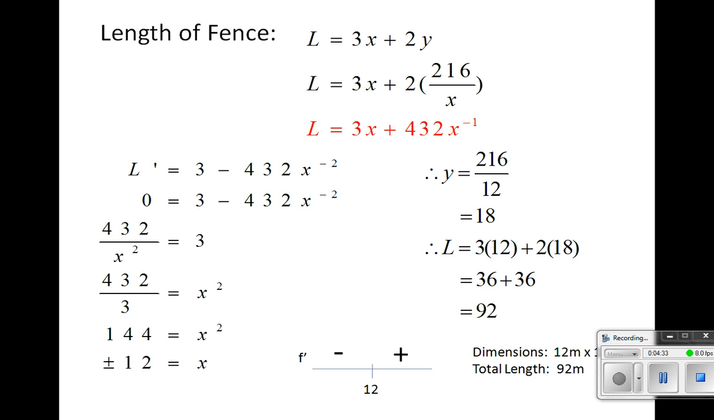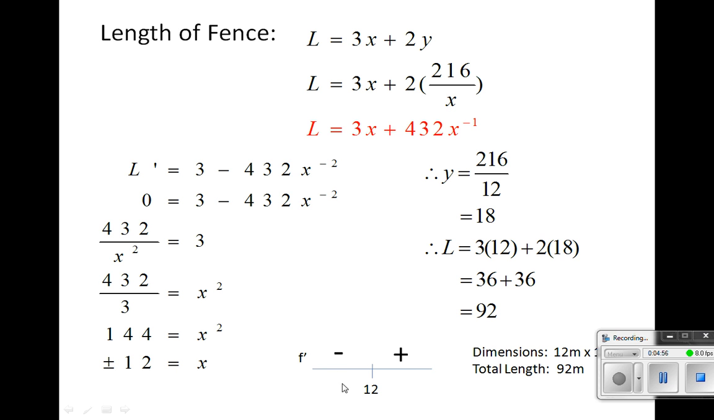So I don't think I have to worry about that too much. When I set my derivative equal to 0, I end up getting 12 and negative 12. Again, x is a length, negative 12 doesn't make sense, so I stick with the positive 12. And if I put it on a number line and check my signs on either side, I know if I'm to the left of 12, my slope is negative, and to the right of 12, my slope is positive.